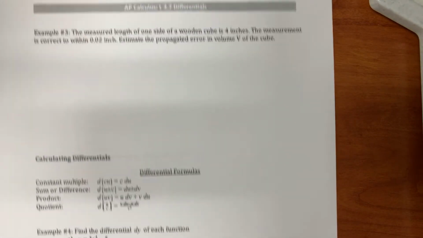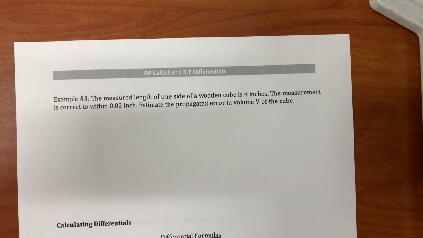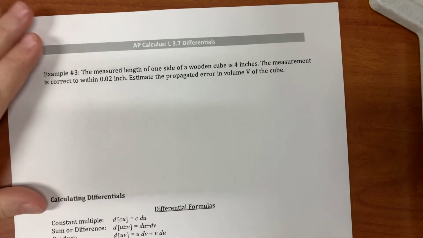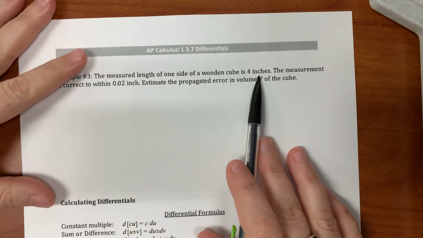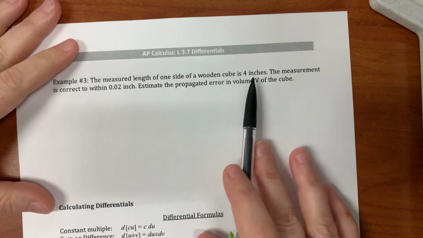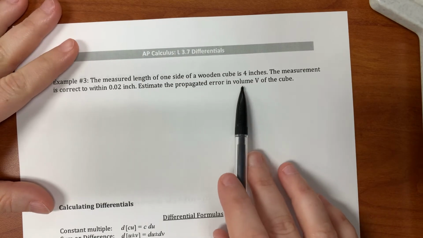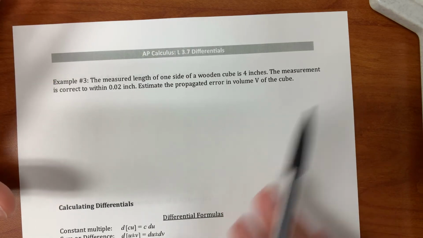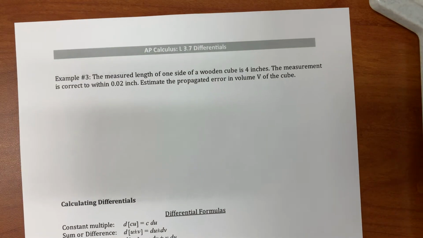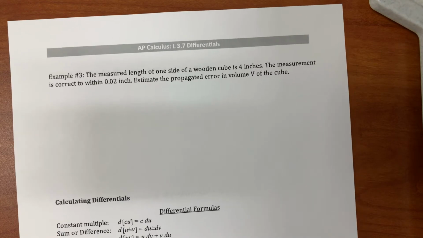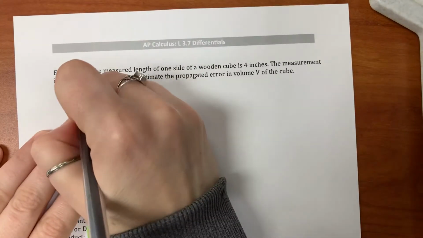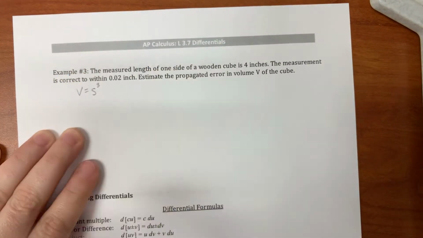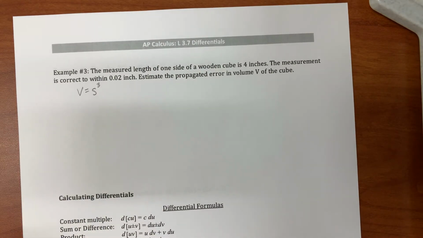All right, example 3 says the measured length of one side of a wooden cube is 4 inches. So remember, on a cube, you've got length times width times height if you're talking about the volume of it. But on a cube, all of the sides are the same size. So I'm just going to call that S for side. And the volume of a cube is S cubed. Side times side times side.